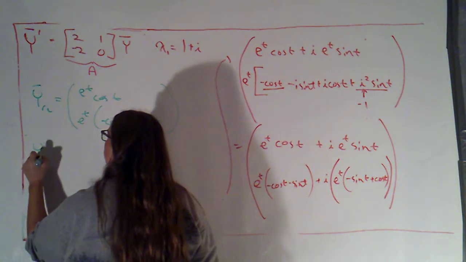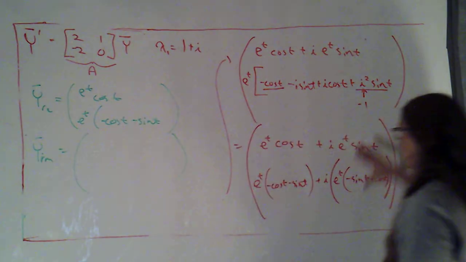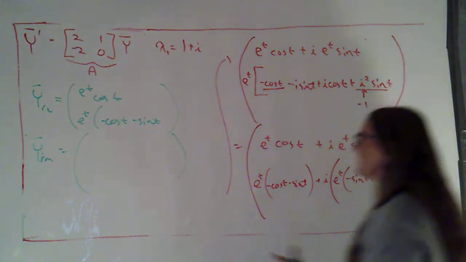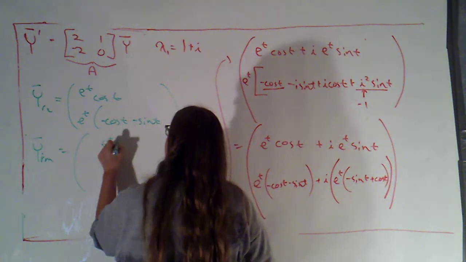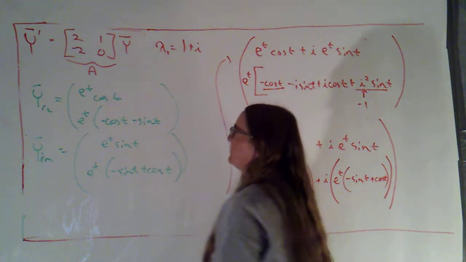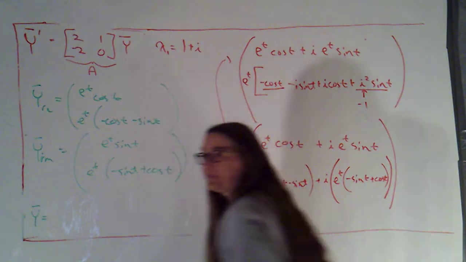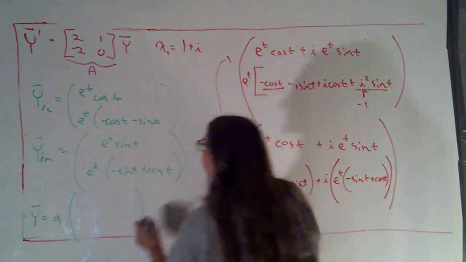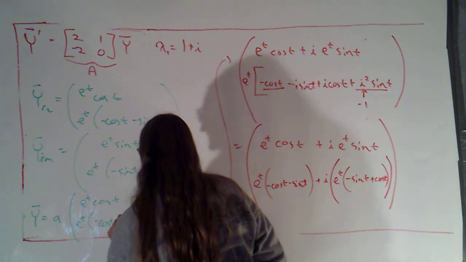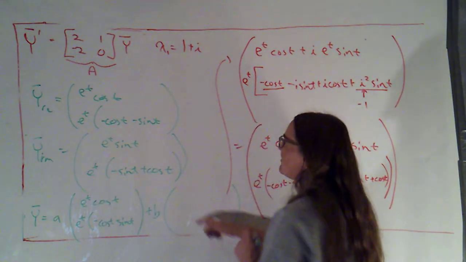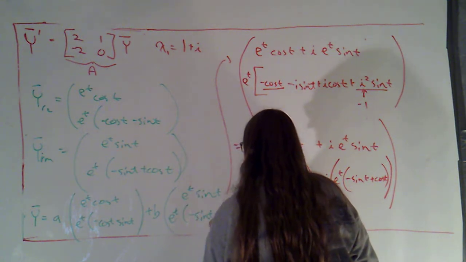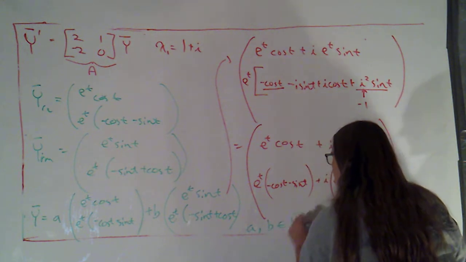The imaginary part is the imaginary part here. Remember, that's the real coefficients that get multiplied by i. The i is not actually part of the imaginary part. So it's e to the t sine t, e to the t times negative sine t plus cosine t. So my general solution is going to be a copies of the real part, e to the t cosine t, e to the t times negative cosine t minus sine t, plus b copies of the imaginary part, e to the t sine t, e to the t times negative sine t plus cosine t, where a and b are real numbers.